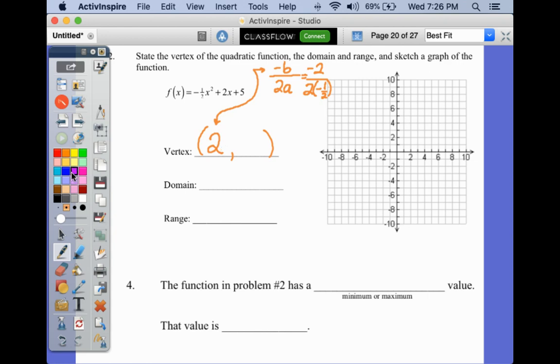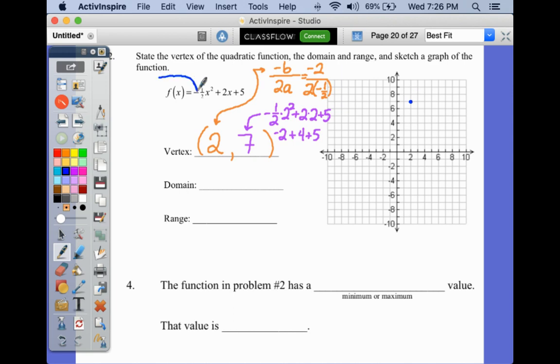To find the y-coordinate of the vertex, we have to take the x-coordinate and substitute it in for the x's. So negative half times 2 squared plus 2 times 2 plus 5. So that's going to be negative 2 plus 4 plus 5, which is going to be 7. So our vertex is at the point 2, 7. It's right here.